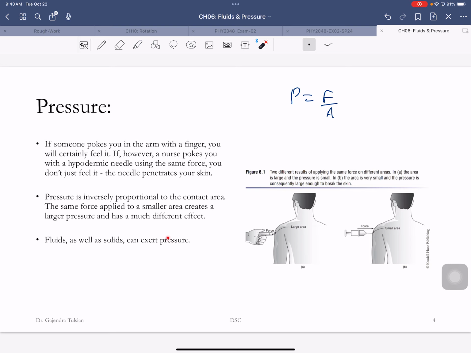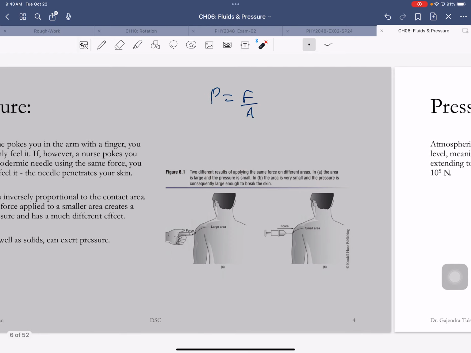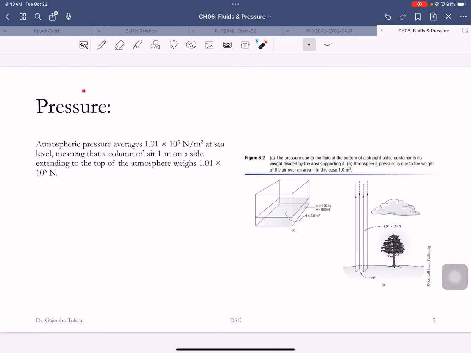Fluids as well as solids can exert pressure. Okay, so all right, so what is this pressure? So an atmospheric pressure is 10 to the power 5, I'm calling this 1. It's 10 to the power 5 Newton per meter square at sea level. What this means is, if you're at sea level, if you take a 1 meter by 1 meter cross section, and this column of air all the way to space, the weight of this column of air all the way to space is 10 to the power 5 newtons.